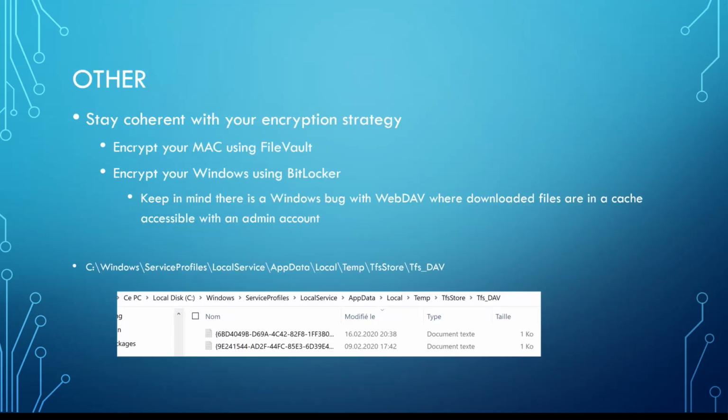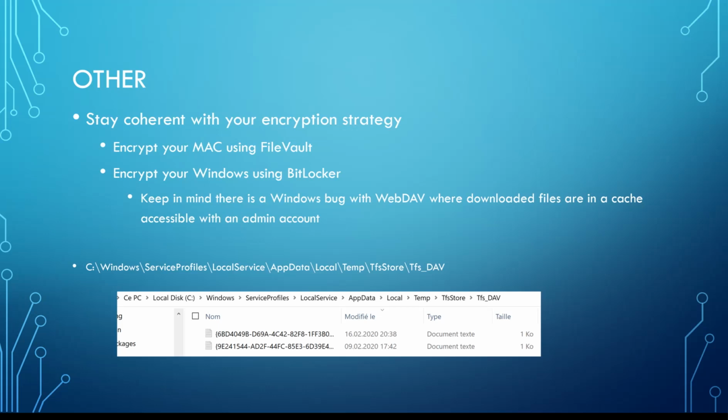Now, other best practices, you have to stay coherent with your encryption strategy. That means that if you are encrypting shared folders, you should also encrypt your Mac using FileVault. You should encrypt your Windows using Bitlocker. Keep in mind also that there is a Windows bug with WebDAV, where downloaded files are staying in a cache that is accessible with an administrator account.